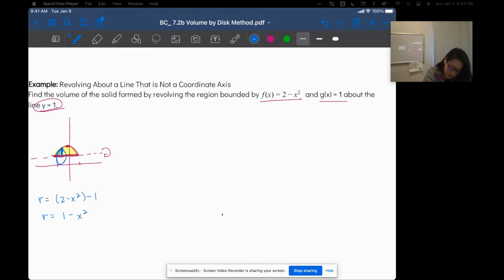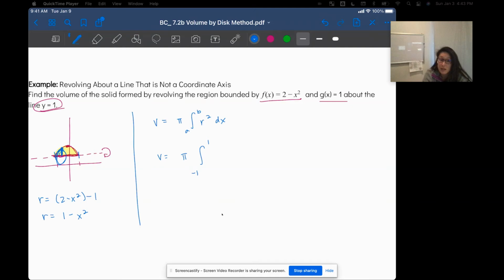So now I can just figure out the volume is equal to pi times the integral from a to b of r squared dx. Okay, so the left bound would be -1. The right bound is 1. I know this because I've drawn a lot of parabolas before.